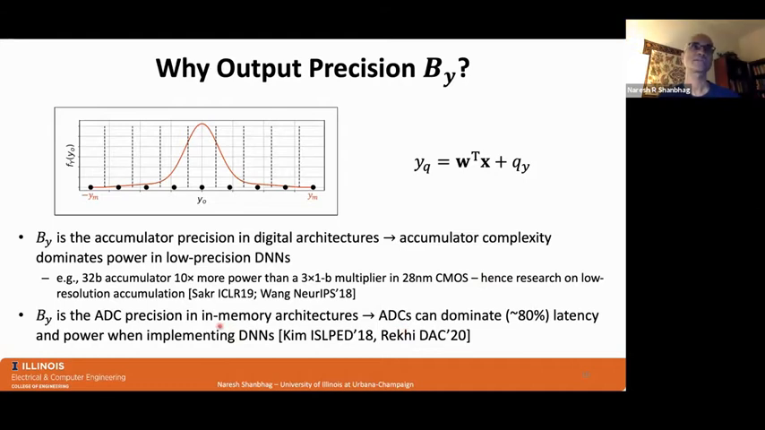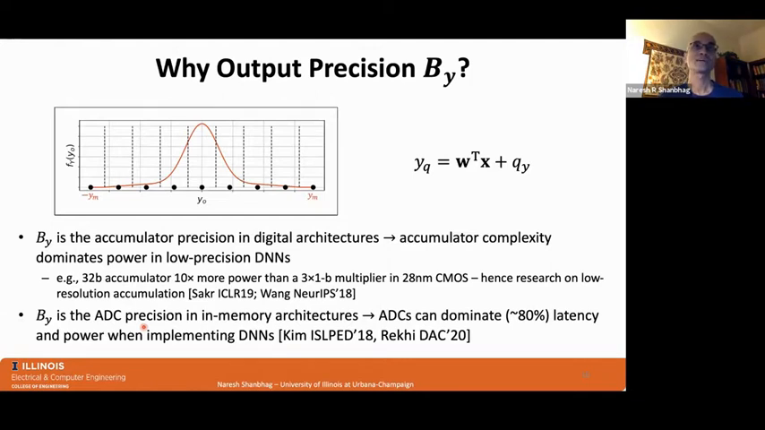For in-memory architectures, BY is the precision of the output. It is directly equal to the ADC precision, the analog to digital converter that needs to be retrofitted around the memory array. And since memory arrays are highly dense, it is very important that that precision be as small as possible. So reducing BY is very, very critical. Sometimes you don't give it much attention, maybe not for this community. All of you are probably paying a lot of attention to BY, which is the output precision.